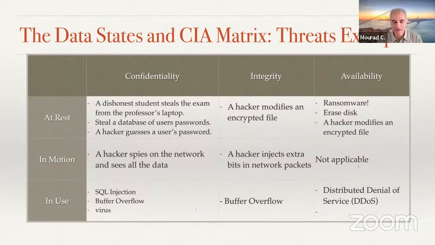What other example? Let's say availability in use. So we talked about this. If you have a web application that allows users to access their data, there is an attack called distributed denial of service, DDoS for short. What the hacker does in this scenario is generate a lot of malicious traffic to that web application, so that legitimate users cannot access it anymore, because it's busy handling malicious requests. That's called distributed denial of service, or DDoS. And again, other threats are listed in this table. So please look at them and read up on some of those attacks as well.